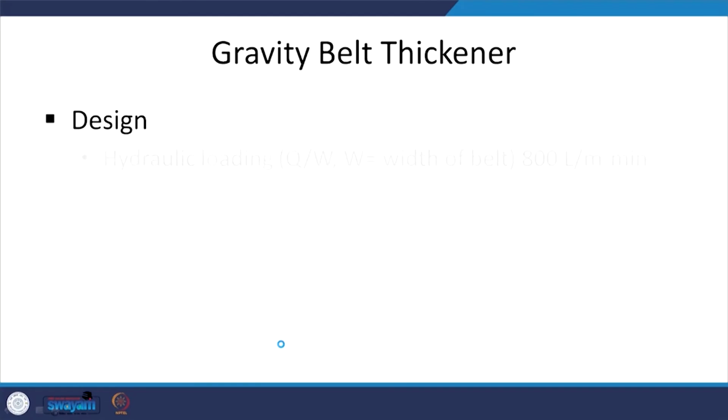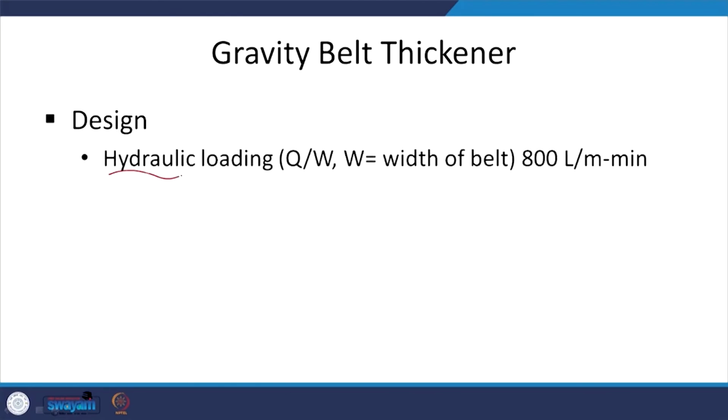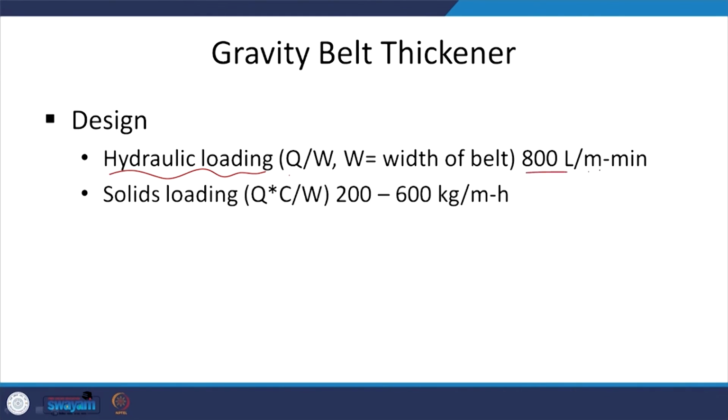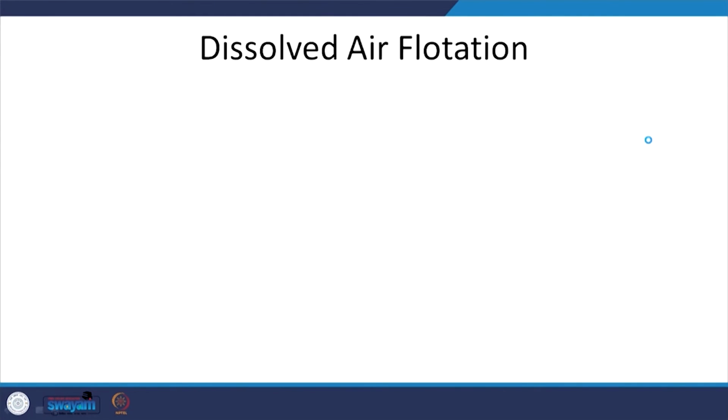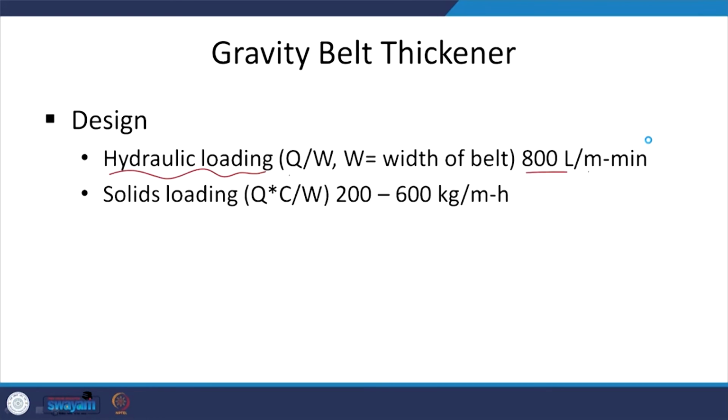And what else? For the gravity belt thickener, obviously it is about hydraulic loading, and that looks like around 800 liters per meter per minute, and solids loading is around 200 to 600 kgs per meter per hour. Again, these are general values, you do not need to mug these up for the exam or even for the homework, these are general values that we wanted to mention there. Here one is hydraulic loading with respect to water, and here with respect to solids, that is why we are multiplying it with the concentration. That is something to keep in mind.